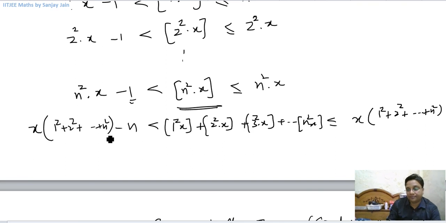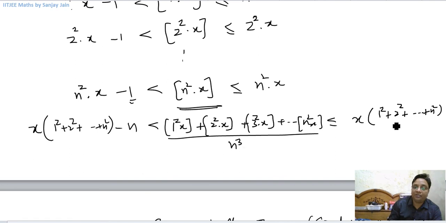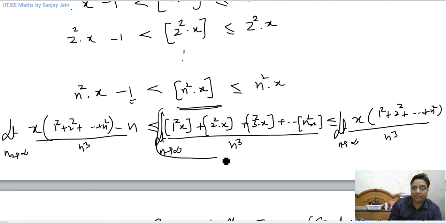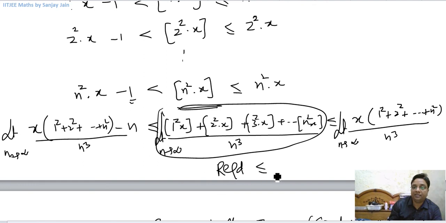So I can divide this by n cubed, this by n cubed, and this by n cubed. Now if I take the limit as n tends to infinity on all sides, I'll have to keep the less than or equal to, right? This is what we discussed in the introduction. Now this is my required expression which was given in the question. So my required expression is less than or equal to this limit and greater than or equal to this limit.